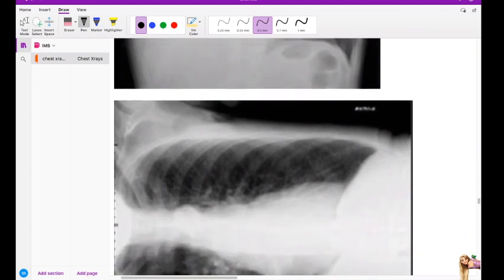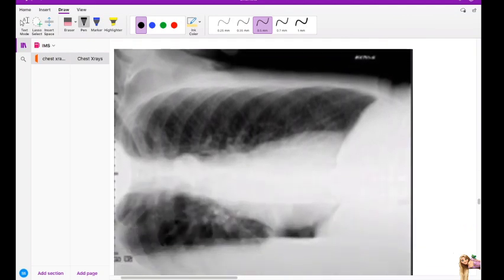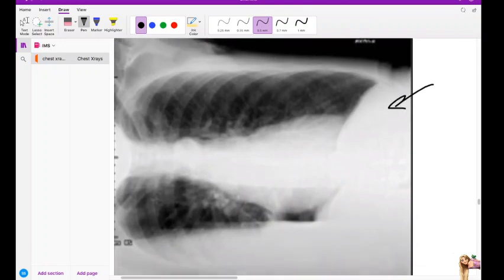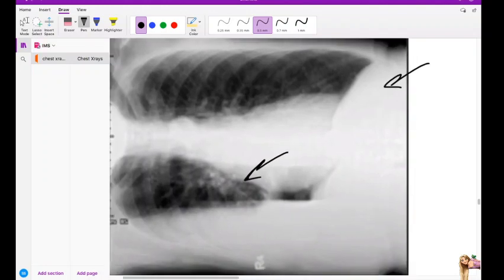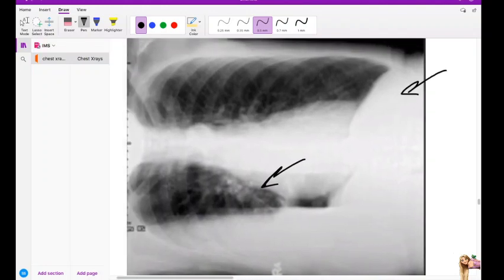So what we do is we take a lateral decubitus X-ray. A lateral decubitus X-ray means basically we make the patient lie on one side, and in case of pleural effusion, we make the patient lie on the side of the pathology. We can also take a lateral decubitus X-ray for pneumothorax. When we do that, we make the patient lie on the opposite side. Means if this is the pathology, the patient will be lying this way. But in pleural effusion, we make the patient lie on the same side as the pathology.